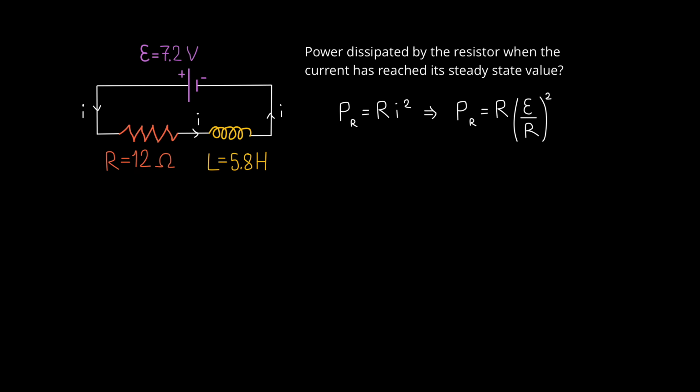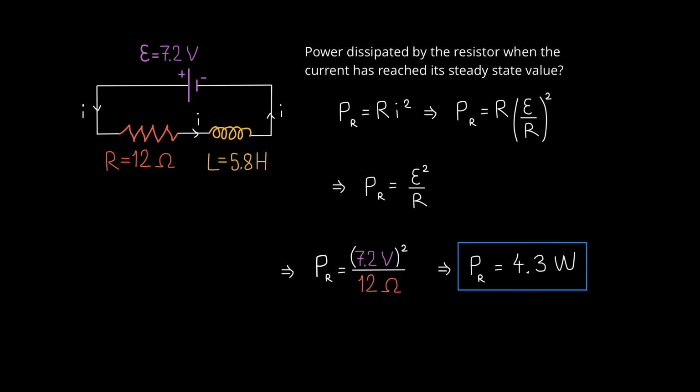The power dissipated by the resistor is equal to, again, its voltage times current I. And the voltage of the resistor by Ohm's law is R times I. So for power, we get R times I squared. Again, let's substitute EMF divided by R for I because we're interested in the steady state value of the current, which is the final value. Simplifying that expression, we get P equals EMF squared divided by R. And numerically, we get 4.3 watts for the power dissipated by the resistor once the current has reached its steady state value.